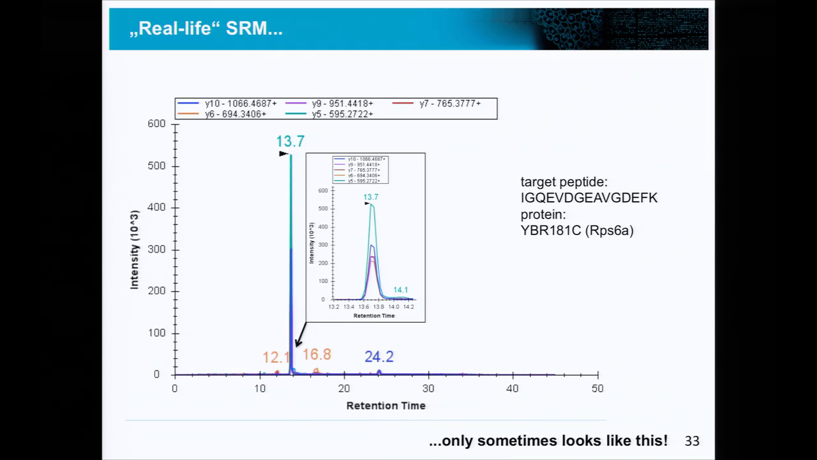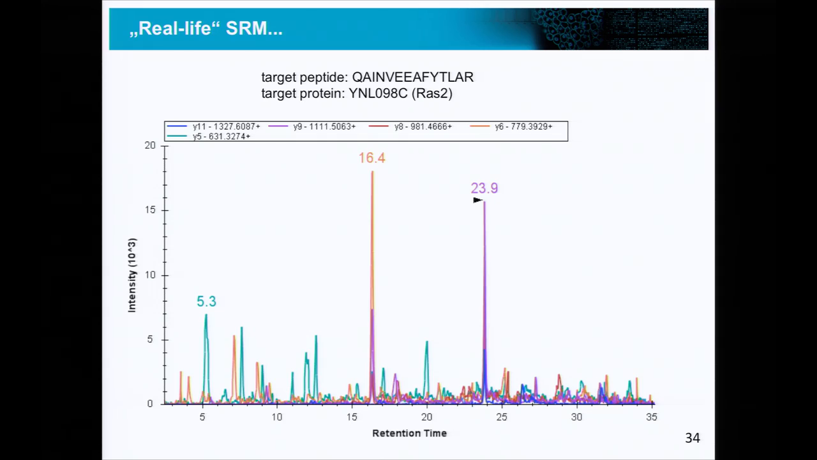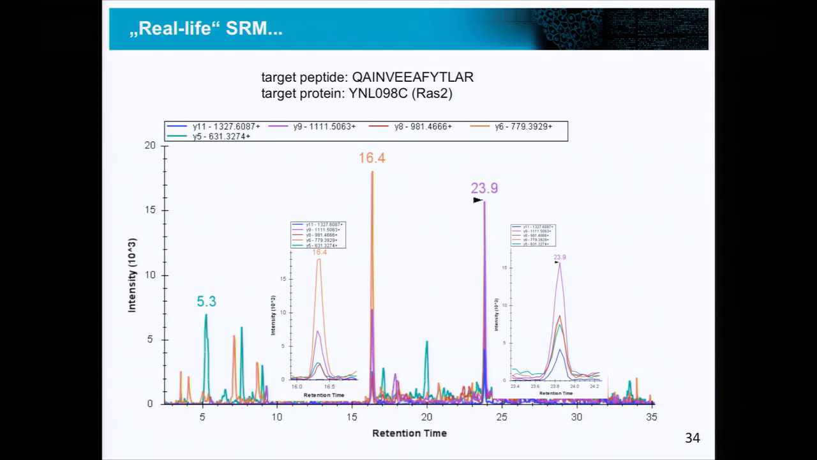The problem is that very often it doesn't look so nice. So I think this RPS6A is one of the most abundant proteins in yeast. This is why it looks so nice. Much more often, SRM chromatograms look like this. So here, I was targeting a kinase with those 5 transitions, again, non-scheduled. And now you can see that there were 2 retention times at 16 minutes and at 23 minutes, where you have coelution, where you have peak shape, and where you have similar intensity.